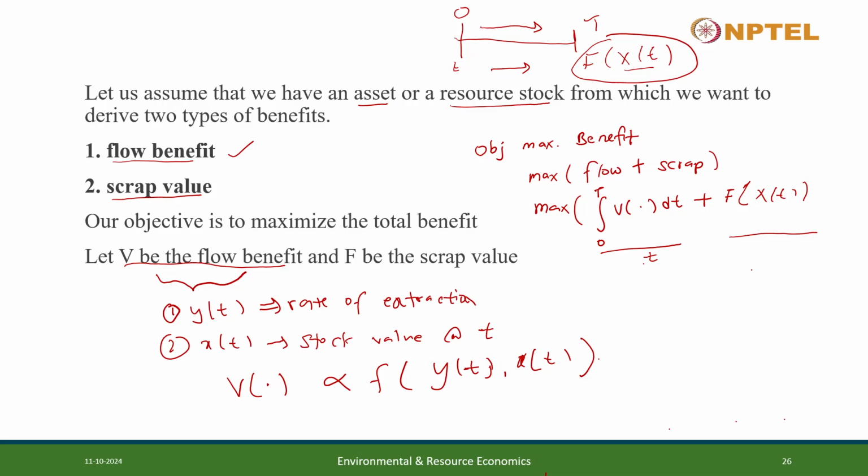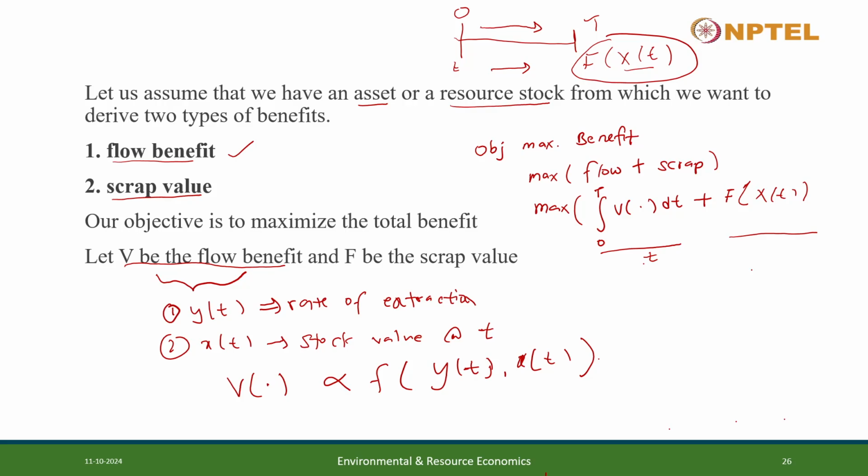Okay, sir. Let's say that you are utilizing certain resources. At the end of the utilization of resources, what is the value of that resource? That will be the scrap value. So let's say you have a certain reservoir of coal you are extracting over time, and at the end you have a certain coal stock. The value of that coal stock at the end, if you can sell it, that will be the scrap value, and the value which you draw in these 50 years will be your flow benefit.